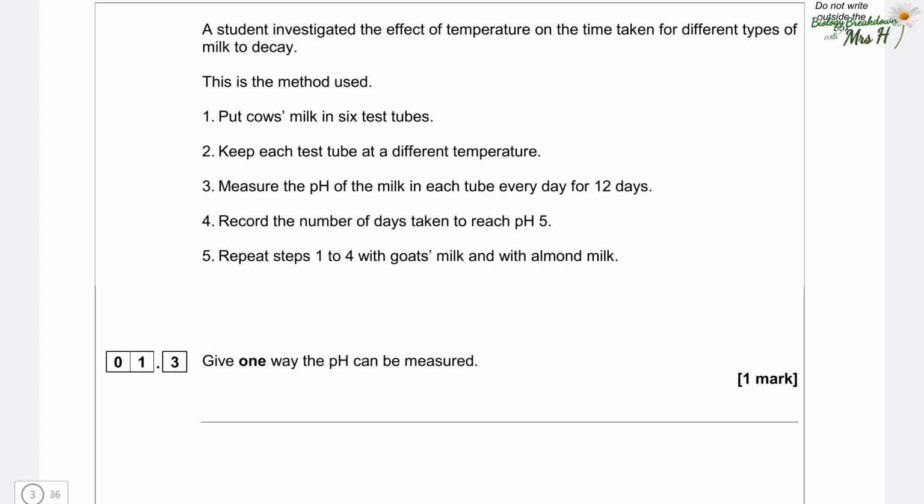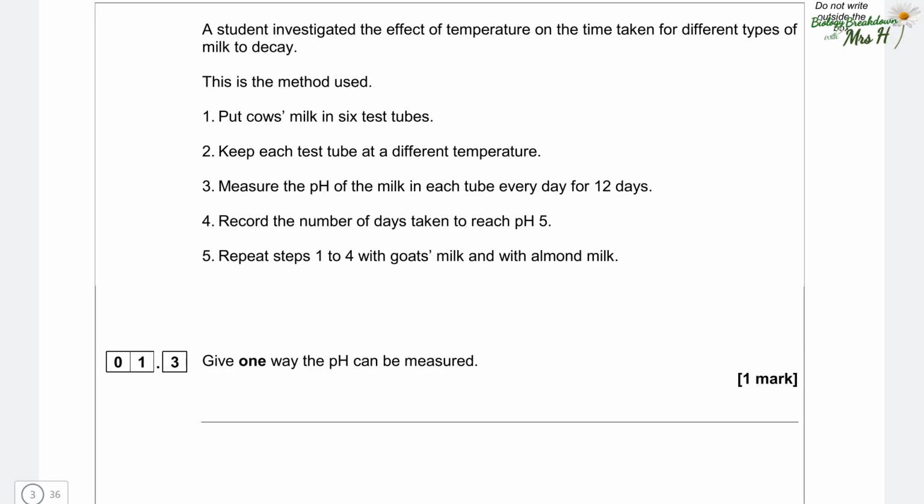This is the method used. Put cow's milk in 6 test tubes, keep each test tube at a different temperature, measure the pH of the milk in each tube every day for 12 days, record the number of days taken to reach pH 5, and then repeat the steps 1 to 4 with goat's milk and with almond milk.